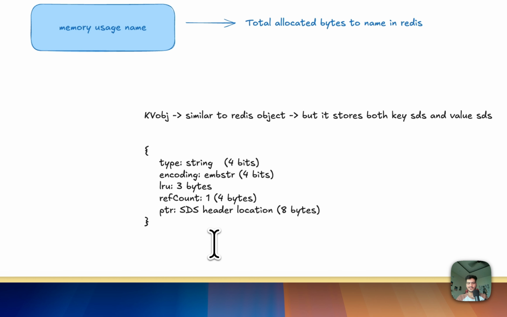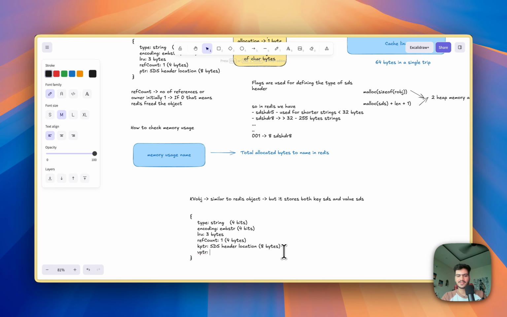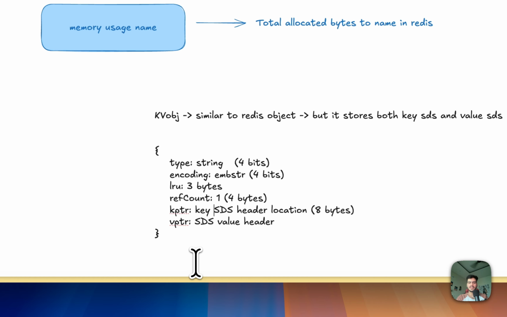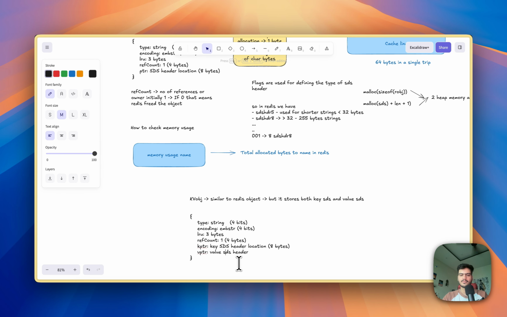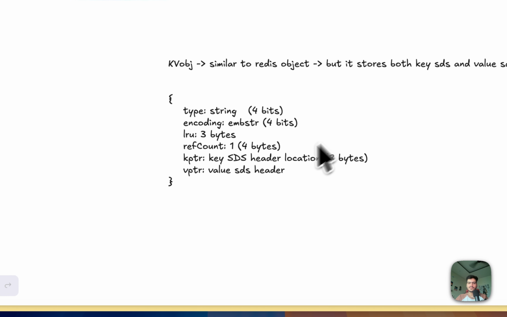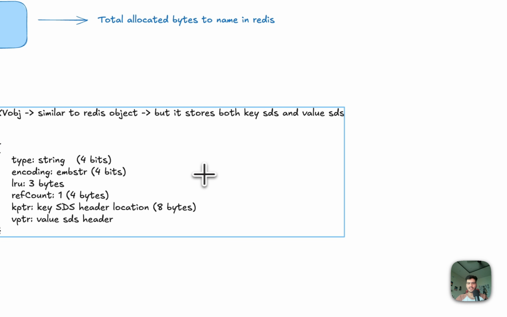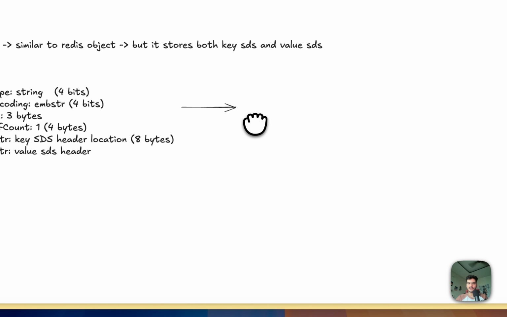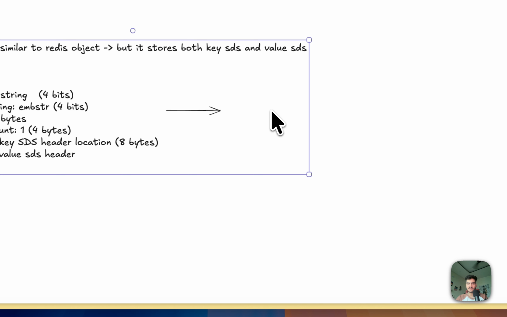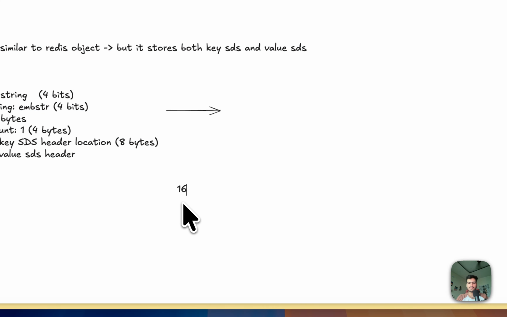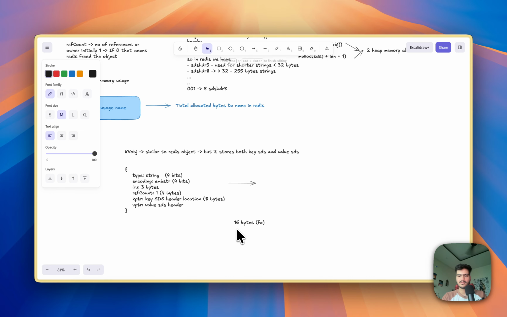So it will have two pointers now. It will have a key pointer, it will have a value pointer, right? So it would be the value SDS header, and the key SDS header location, right? It would be the value SDS header location, right? So let's see how storage is coming. So this whole KV object, I'll just write it down. All the objects in Redis, whether it's a Redis object or KV object, it's overall 16 bytes, right?